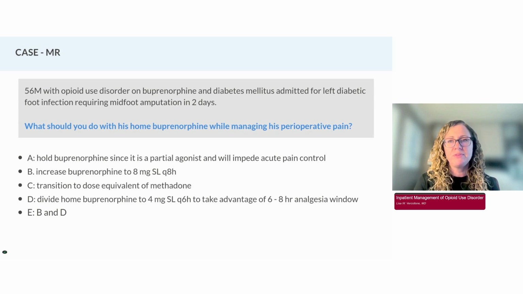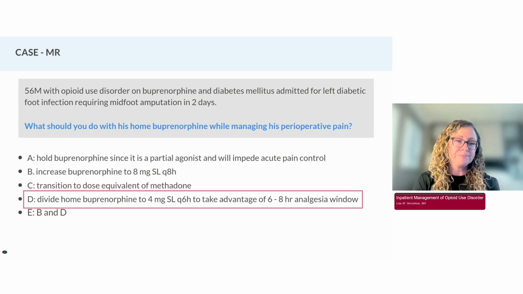A, do we want to hold the buprenorphine since it is a partial agonist and will impede acute pain control? B, we want to increase the buprenorphine to 8 milligrams sublingual every 8 hours. C, let's just transition to an equivalent dose of methadone. D, we want to divide the home buprenorphine to 4 milligrams every 6 hours to take advantage of the analgesic window. Or E, B and D, or B or D.